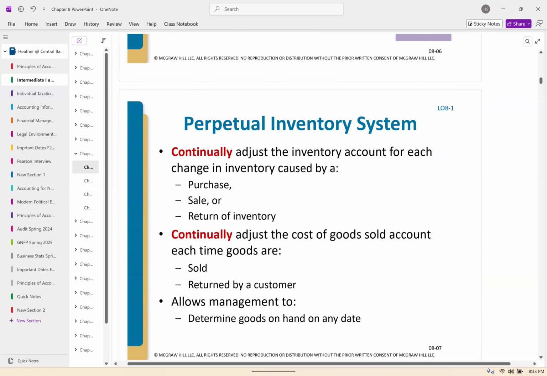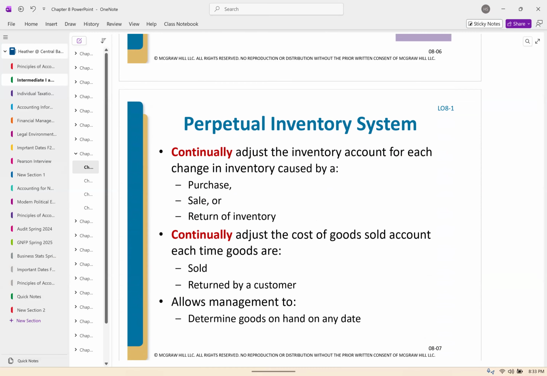All right. So let's talk about perpetual inventory. Perpetual means we are always keeping up with inventory. Every single day, every second of every single day, we know how much inventory we have because every time inventory comes in, we make an entry. Every time inventory goes out, an entry is made as well.